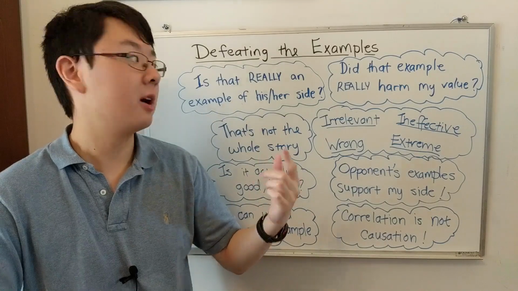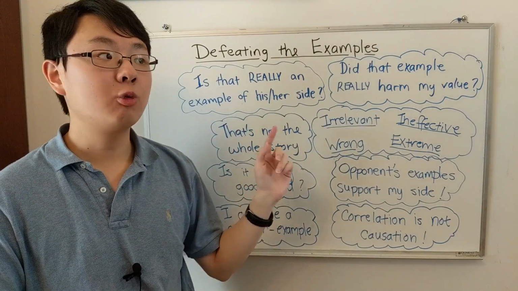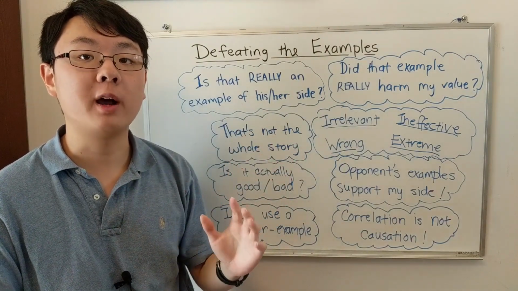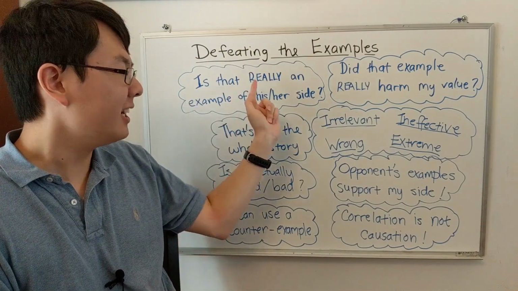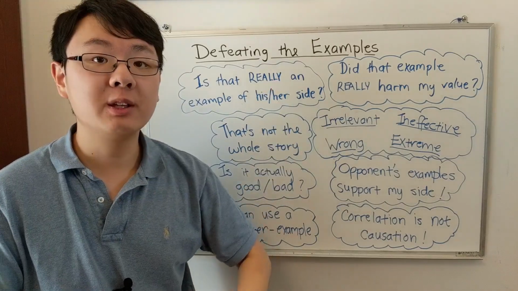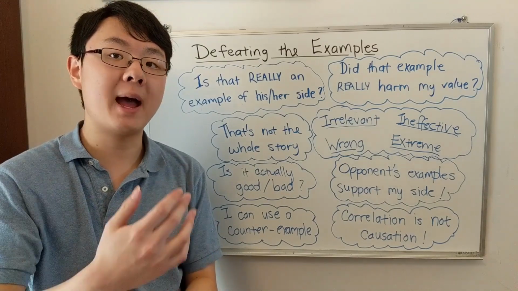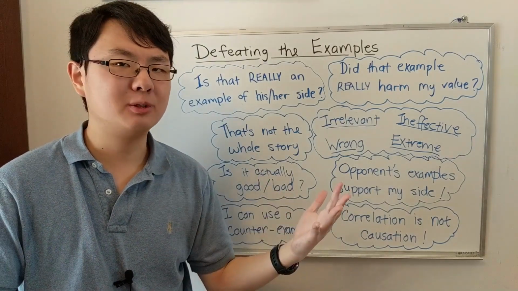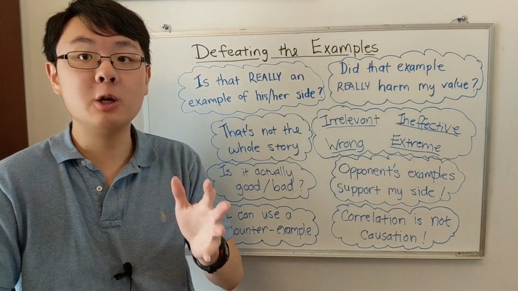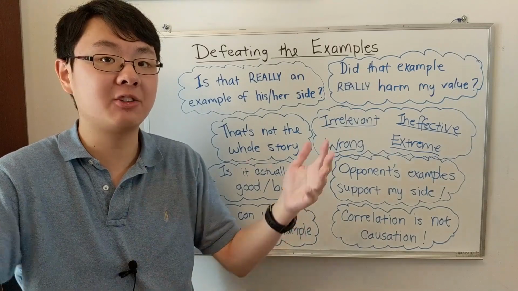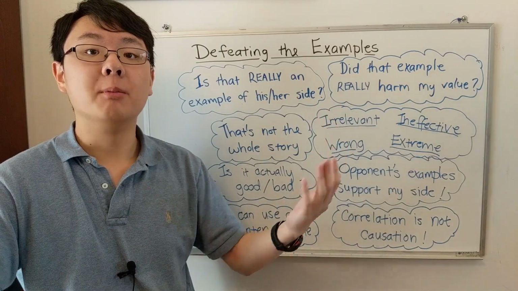The first way is, and you can follow along with these thought bubbles about how you're going to defeat your opponent, you can show that his examples do not support his point or his side. So ask, is that example really an example of his or her side? With the fair trade versus free trade resolution, if your opponent used an example to show why fair trade is good or bad, ask, is that really an example of fair trade, or was that actually something else, or was that free trade? If your opponent used an example to show why free trade is good or bad, ask, is that really an example of free trade?